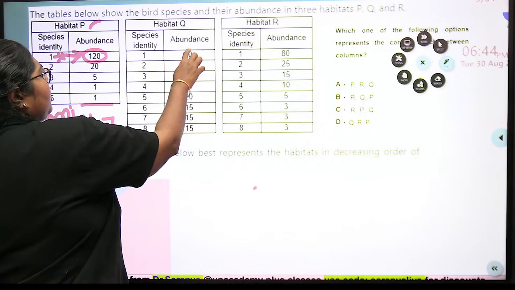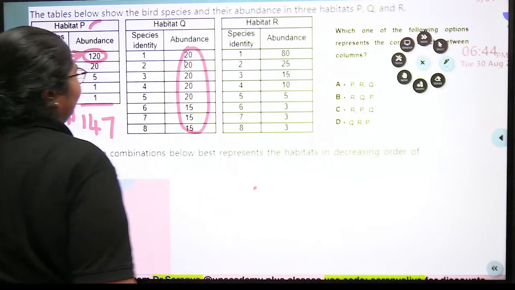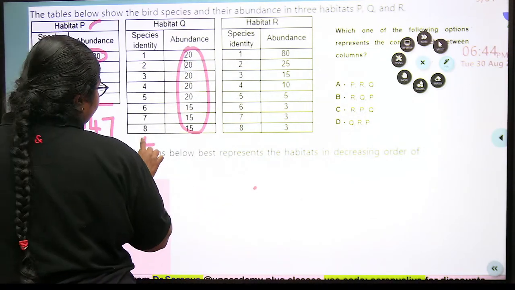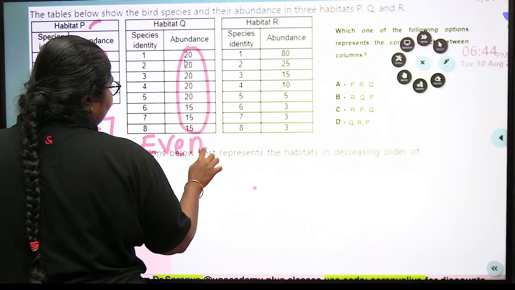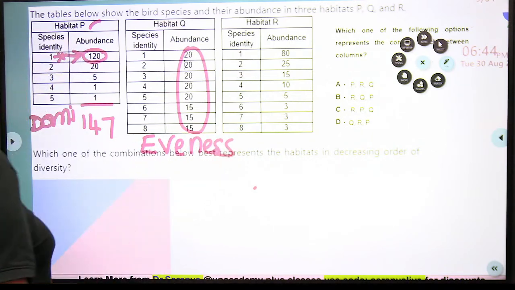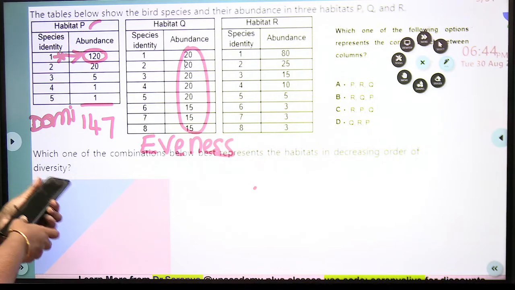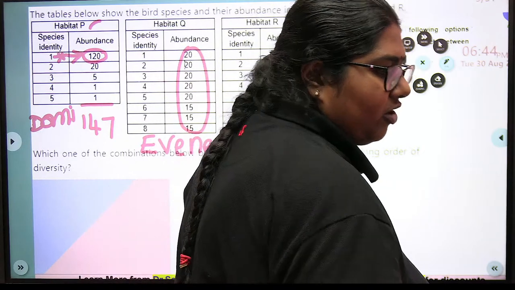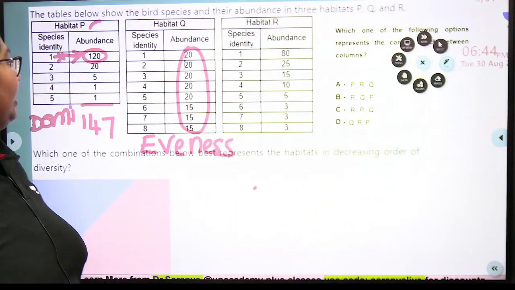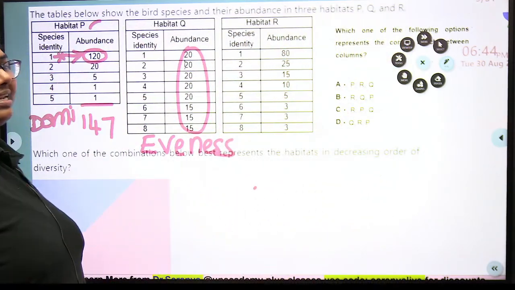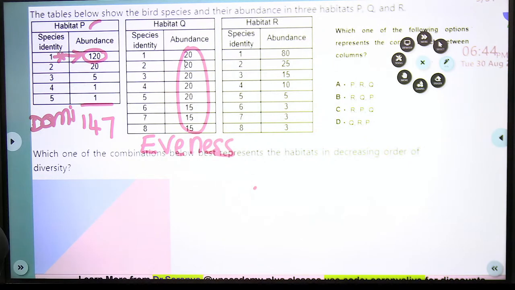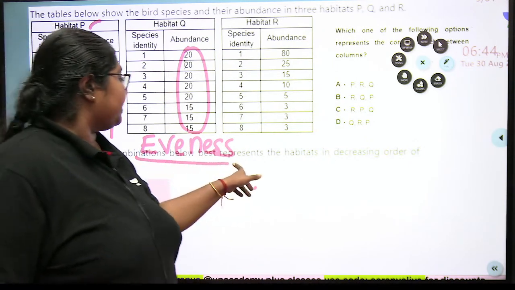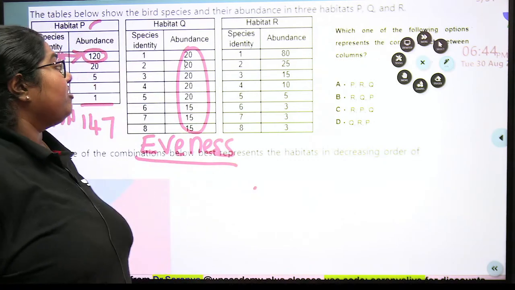So look at this Q. It is even. How many of you agree with that? It is even. Okay, so how many of you agree that this is going to be even? Everybody agree? Okay, so this is going to be the evenness.